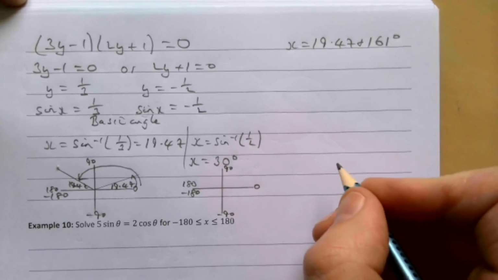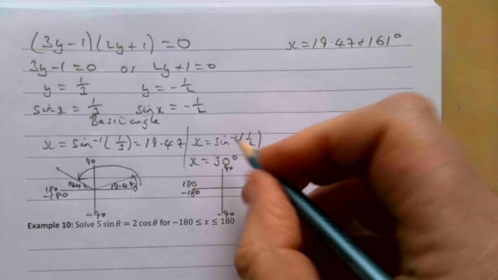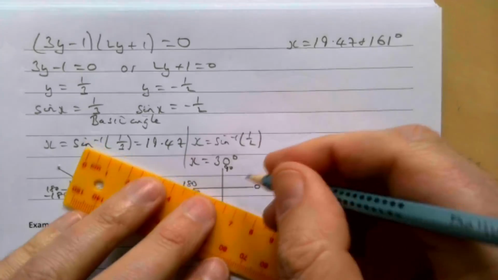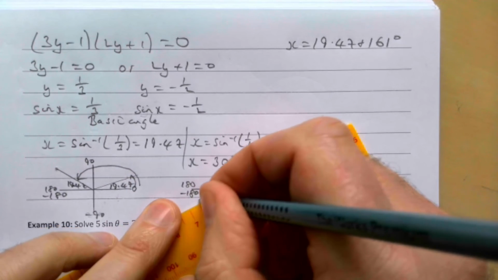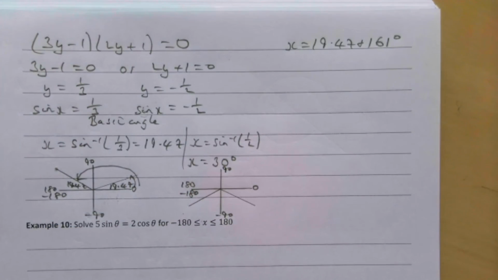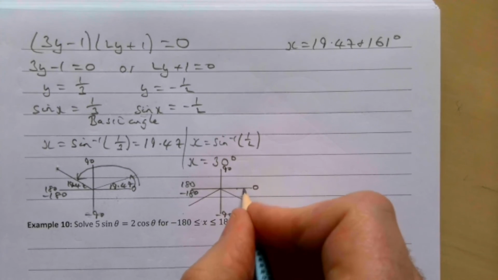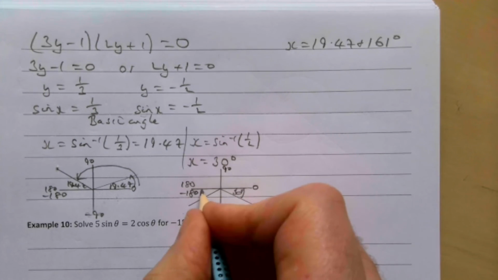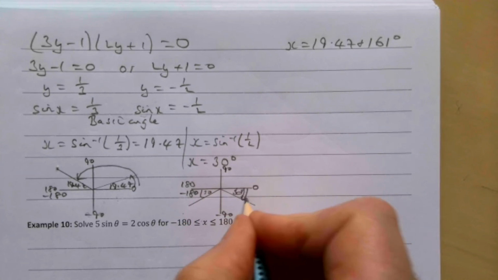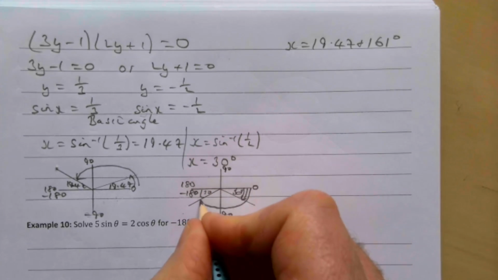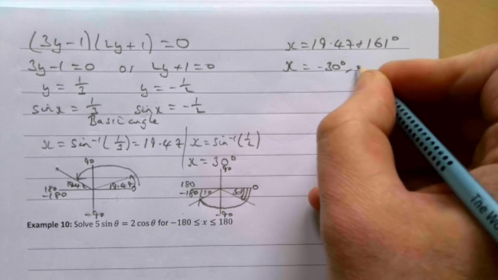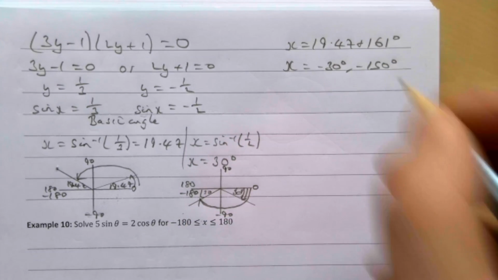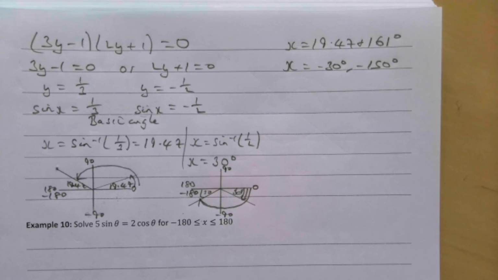To three significant figures. For this one here, I want where sine is negative, and so I want this one here and this one here, and so then that would be minus 30 degrees and minus 150 degrees. And those are my 4 solutions for that particular one.